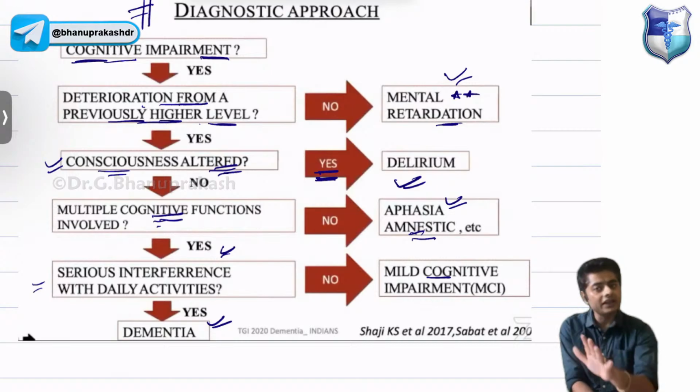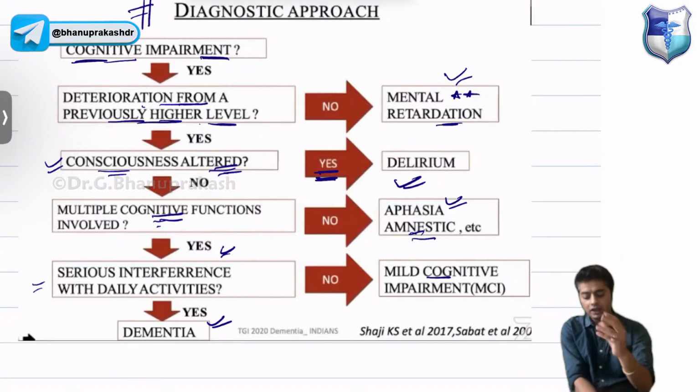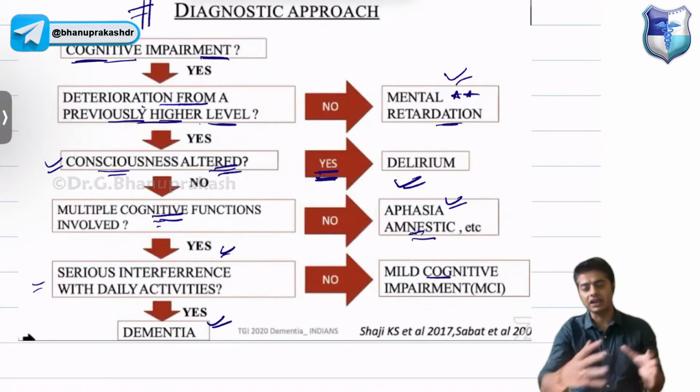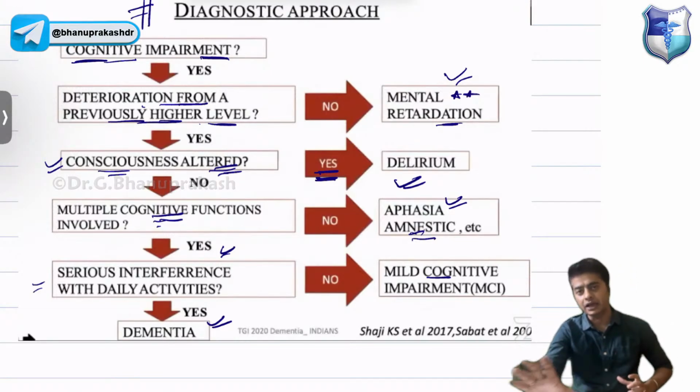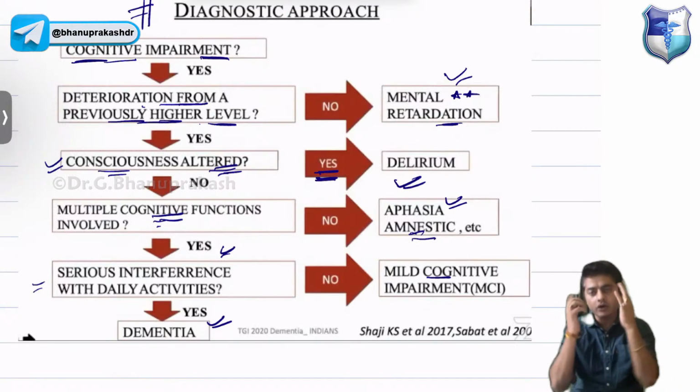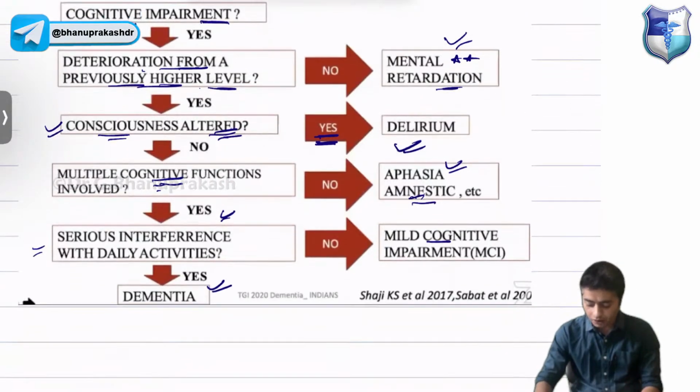If consciousness is not preserved, then it is delirium. Okay. Now we'll check for other cognitive functions also. If only one cognitive function is involved, then if it is language, it is aphasia. If it is only memory, then it is amnesia. But you will check for other cognitive functions. If other cognitive functions are involved, then you will think more in terms of dementia.